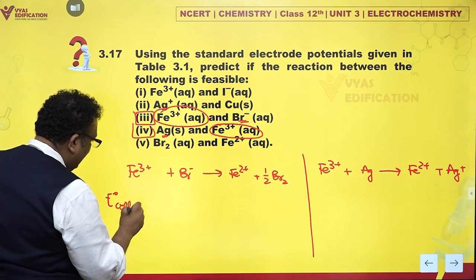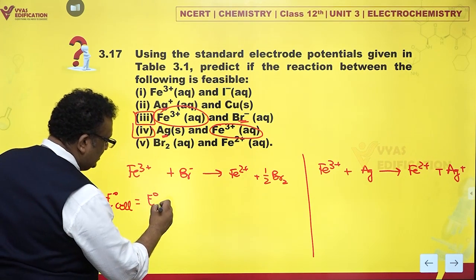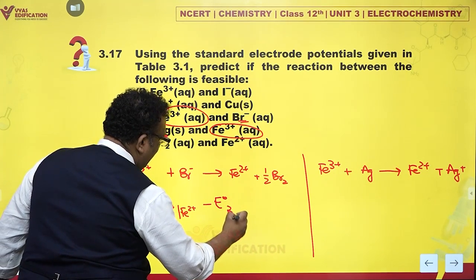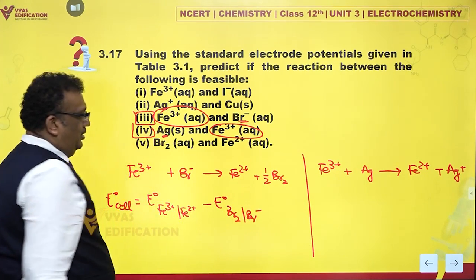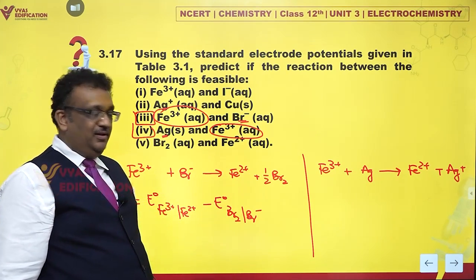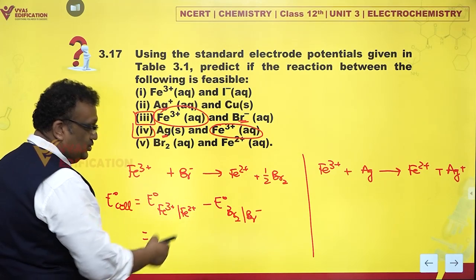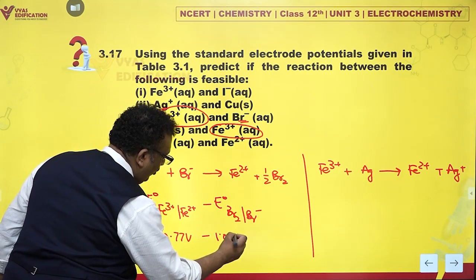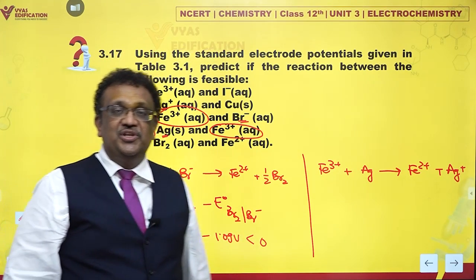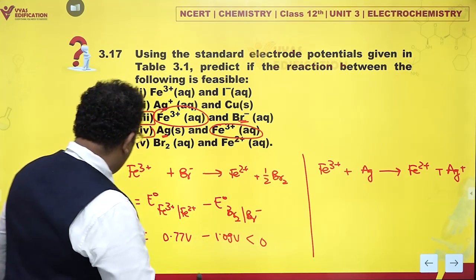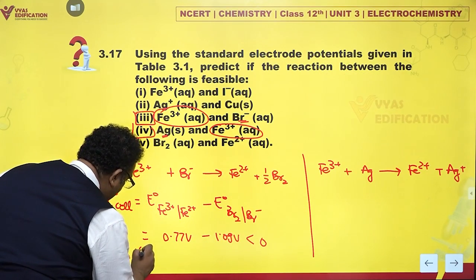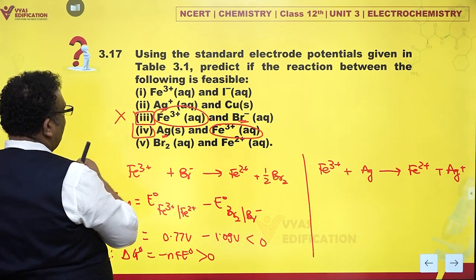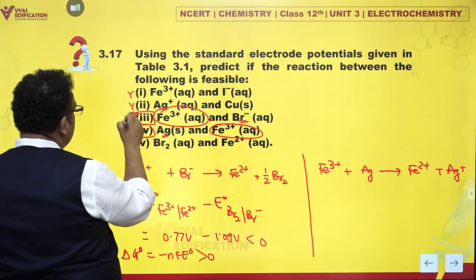E naught cell is E naught cathode. Now, cathode is where reduction occurs, which is ferric ions to ferrous, minus E naught anode. Anode is where oxidation occurs, Br minus to bromine, like this. Do I have the values? From table 3.1, you could look at the values. This is 0.77 volts minus 1.09 volts. Oh my God, this is negative. Yes, it is negative. Is it feasible? No, this is not feasible. Therefore, delta G naught, which is minus nFE naught, is positive. That means this is not feasible. So this was yes, this was yes, this is a no.